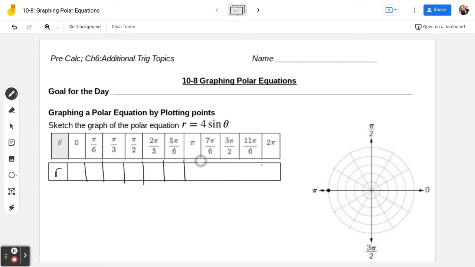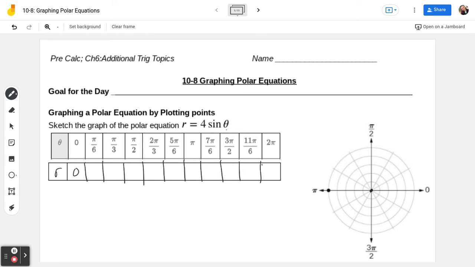We're going to calculate some values of r given that I know what theta is. So if r is equal to 4 sine of theta, what I want to do is figure out what the r values are. If I plug 0 into sine, 4 times sine of 0 is the same thing as 4 times 0. So r must be 0 here. To plot this on the coordinate grid, we're going to be at an angle of 0 and a length of 0. So that's basically right here.